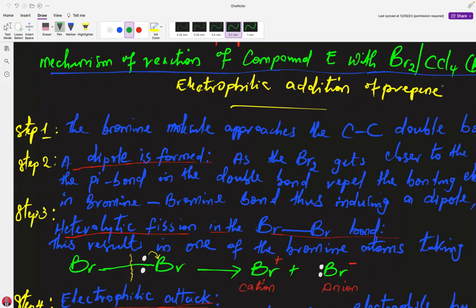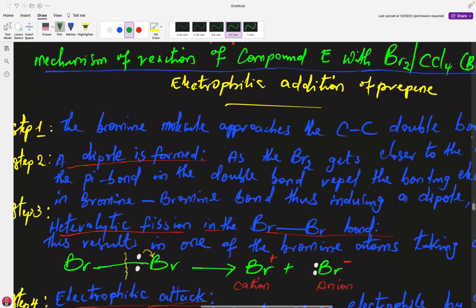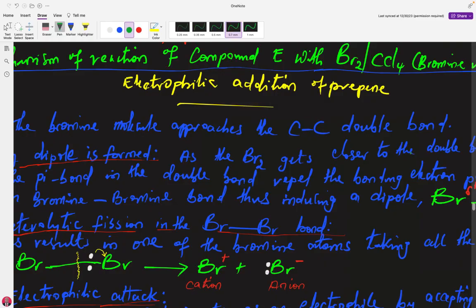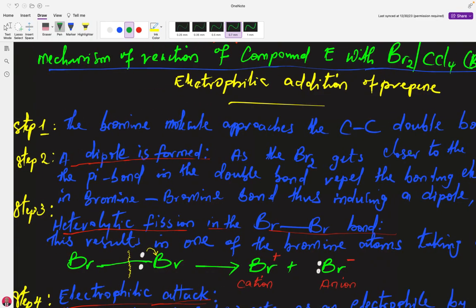Step number 1. The bromine molecule approaches the carbon-carbon double bond. That's the first step. The bromine molecule approaches the alkene molecule. Just state it like that.